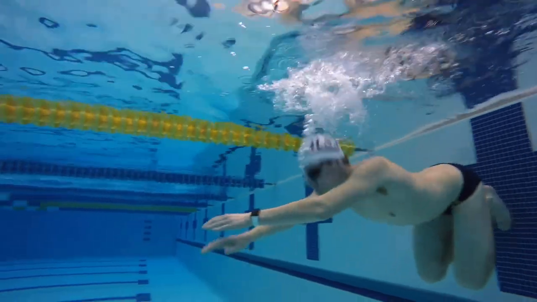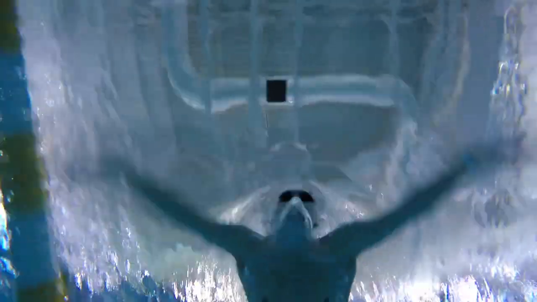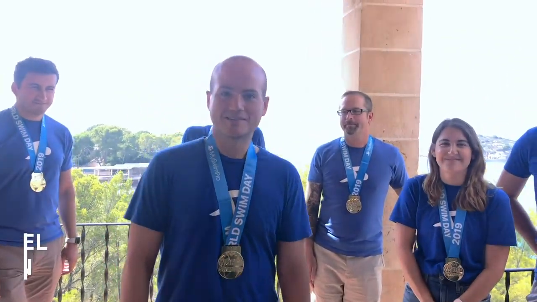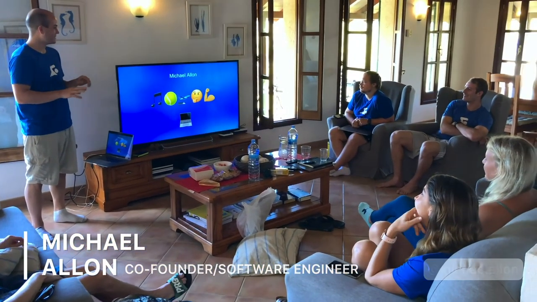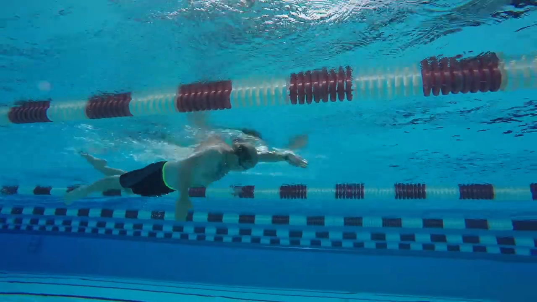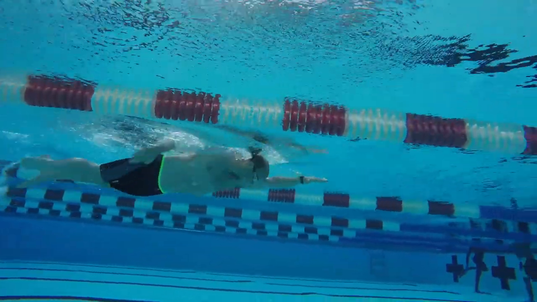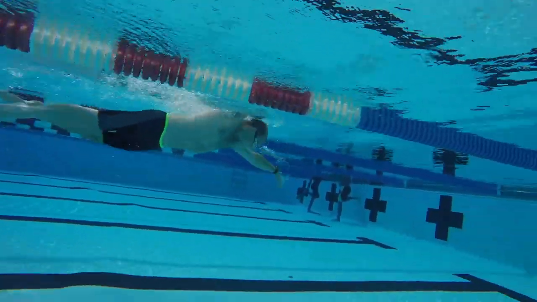And my favorite thing about the water is how meditative and quiet it is when it's just you and the water. Hi, I'm Michael Ahn. I'm a co-founder and software engineer at MySwimPro. I'm from Ann Arbor, Michigan, and my favorite thing about swimming is just how much you can improve by improving your technique.